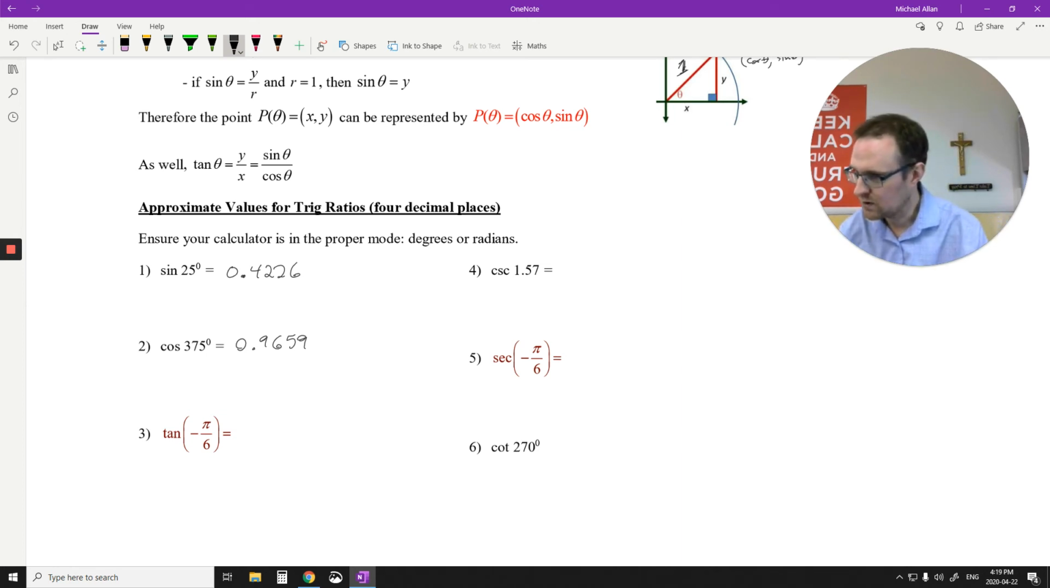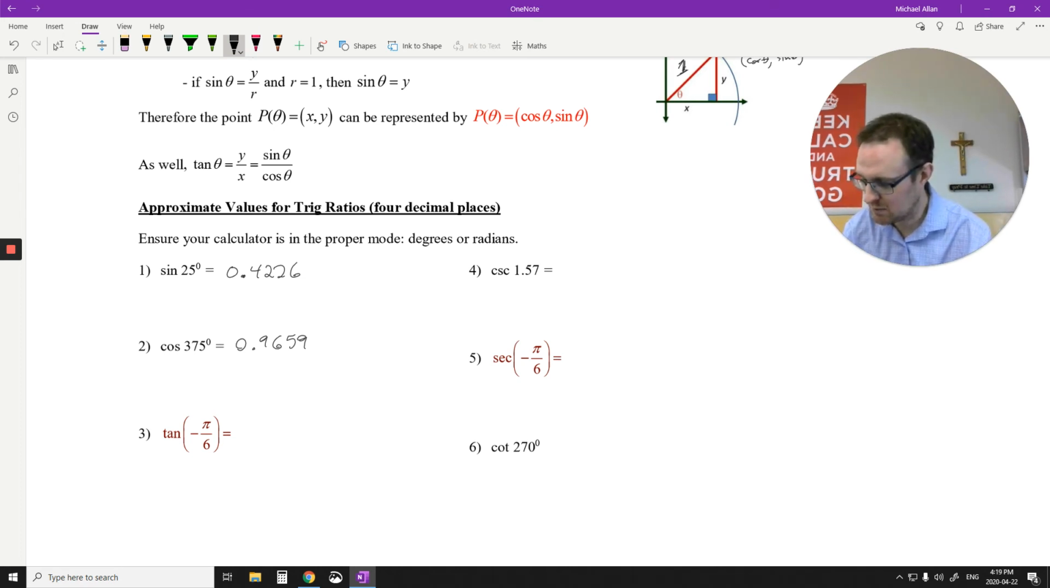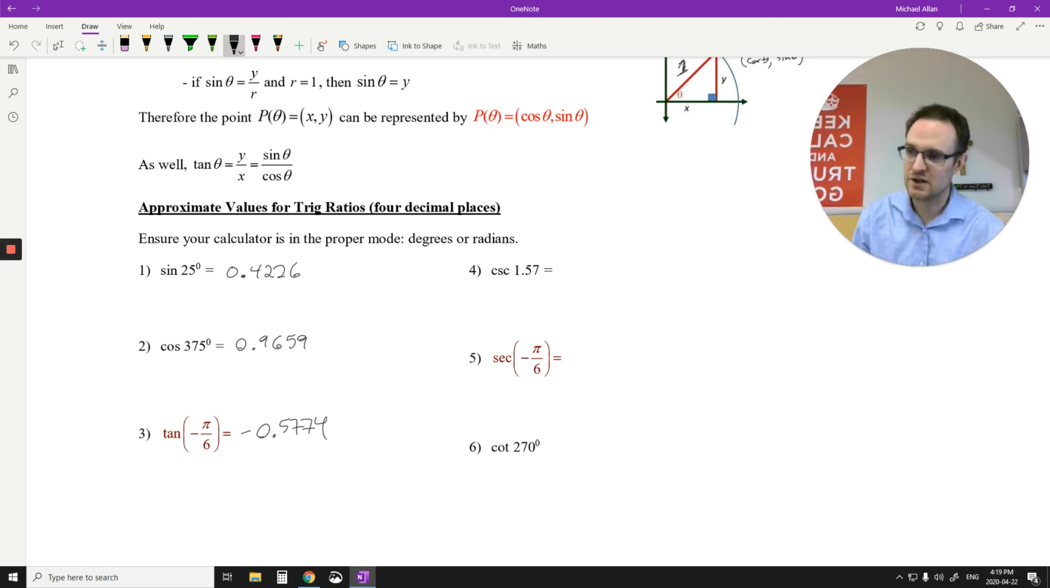So you either change the radians into degrees by using a little ratio or whatever rule you want to use for those, or change the mode in your calculator. So you hit mode, go to radians, and now if you go tan negative pi over 6, you should get negative 0.5754. Okay, so you just have to make sure you're in the right mode.